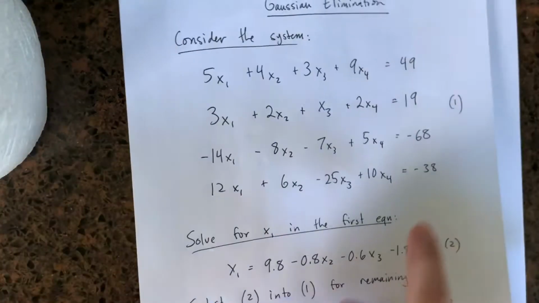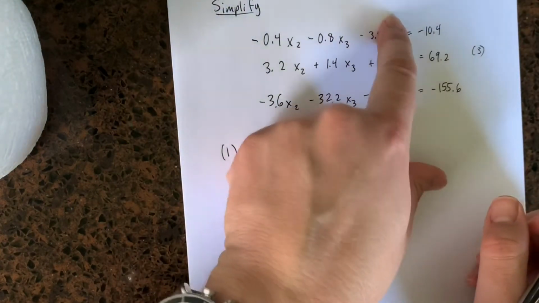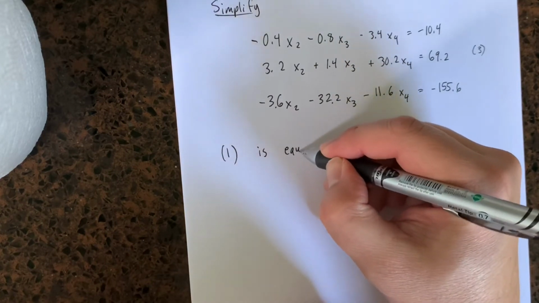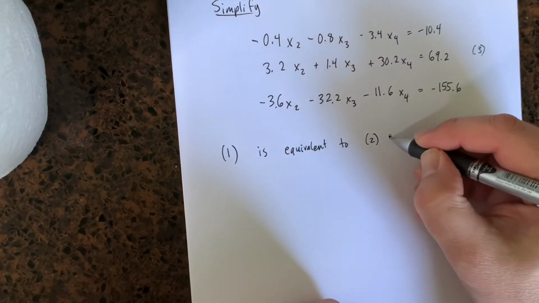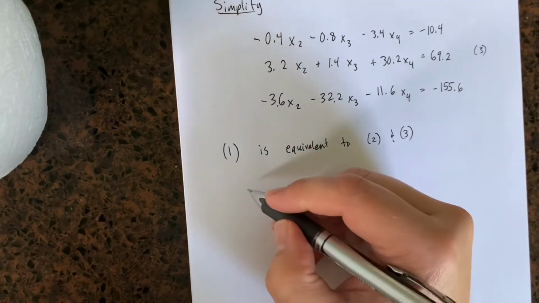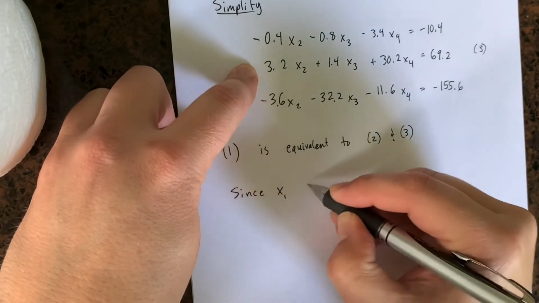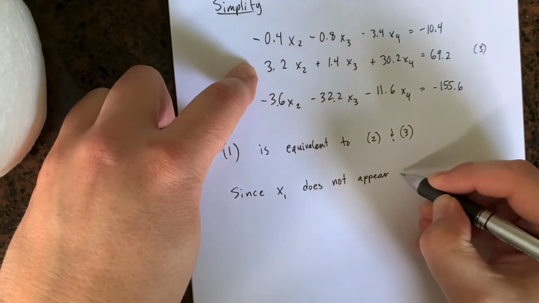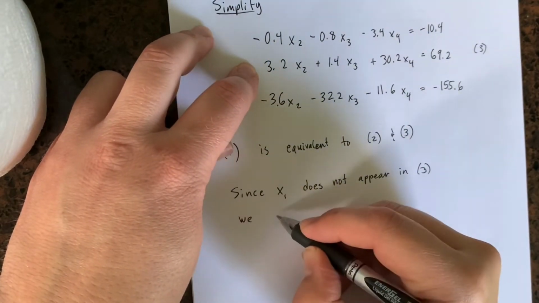Now, the first set of equations, 1, is equivalent to this equation for x1 and this set of equations for x2, x3, and x4. So 1 is equivalent to 2 and 3. Now, since x1 doesn't appear in this set of equations, we say it's been eliminated.